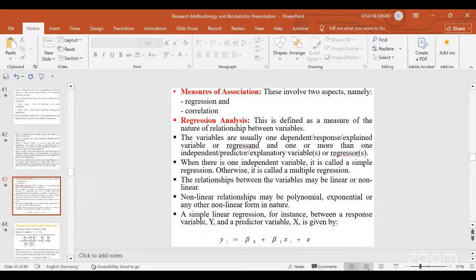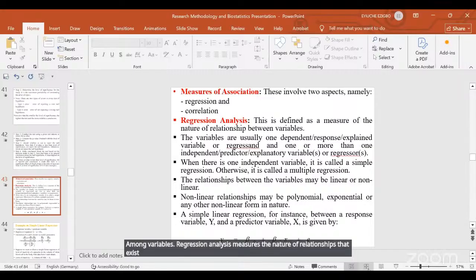What is regression analysis? Regression analysis is a statistical analysis that is used to measure association by determining the nature of relationship that exists among variables. Regression analysis measures the nature of relationship that exists amongst variables. Is that clear?